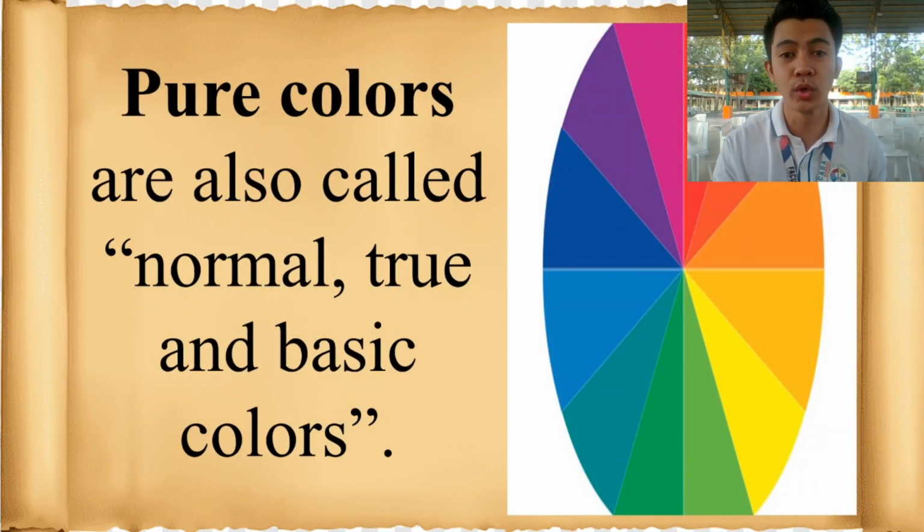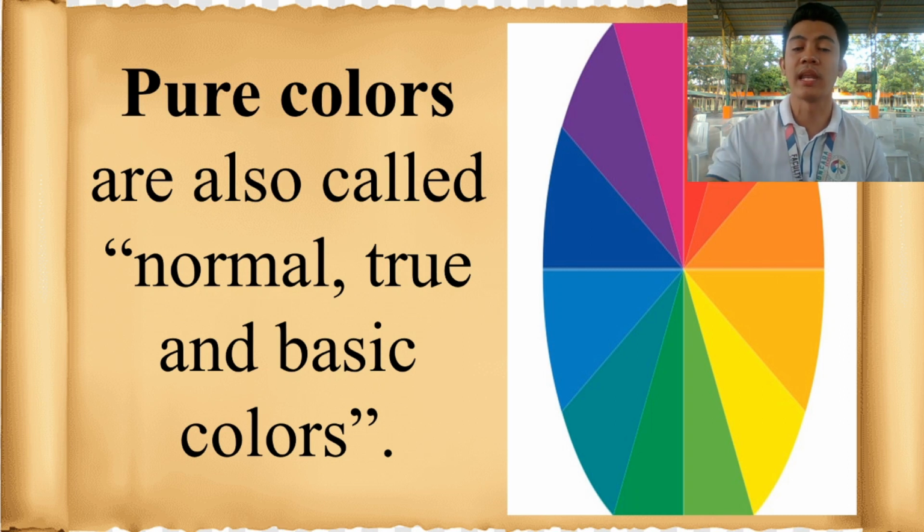we also have pure colors. Pure colors are also called normal, true, and basic colors. Pure colors are the primary, secondary, and intermediate colors because they have no white, black, and gray in them. Ayan, kung mapapansin nyo, sa color wheel, wala siyang kulay white, wala siyang kulay black, at wala siyang kulay gray. Kaya tinawag silang pure colors.